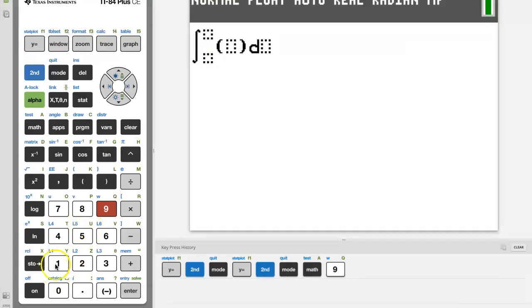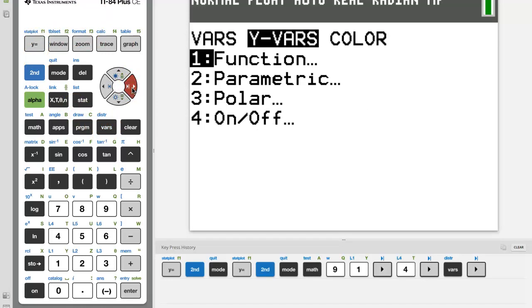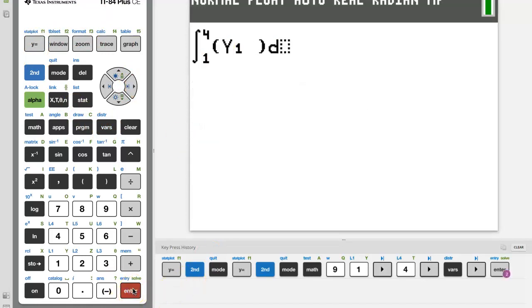So I'm just going to type a 1. Then I'm going to hit the right arrow. That'll shoot me up to the top. 4. Hit the right arrow. That'll put me in here, which is what I want to take the integral of. And we know we don't want to type in the whole function. We already have it typed in the y equals part. So I go to variables, my y variables, my functions, I hit enter, and then this is all of them. All right, so 3 clicks instead of 30 clicks or whatever it takes you to write that function.